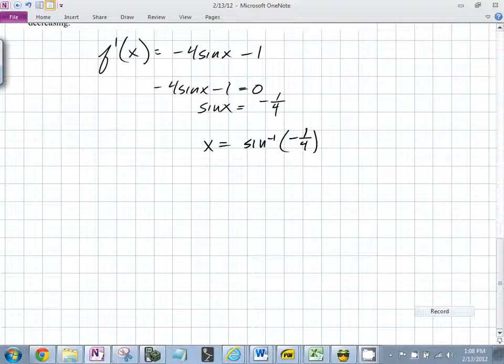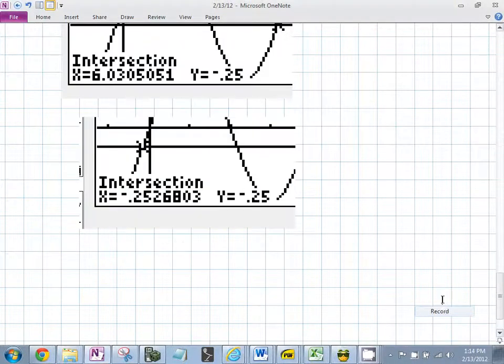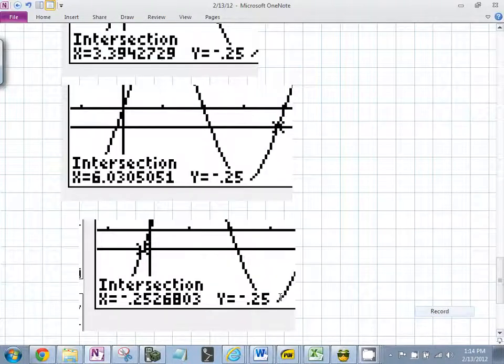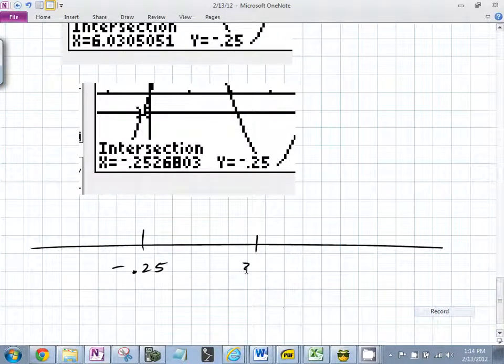If you use your calculator, I think you get something like -0.2... What do you get? Can someone tell me what you get? Our table's actually going to be -0.25, right? What's the next one? 3.39. And what's the next one? 6.03. Those are the 3 places, correct? Does everybody see that? So how many regions do we have to check?